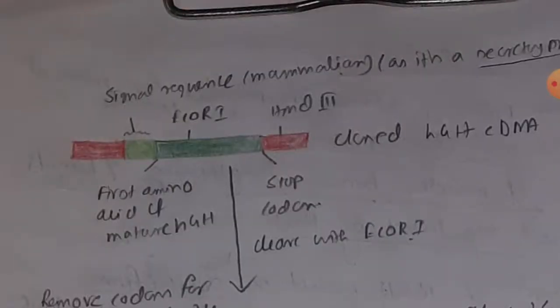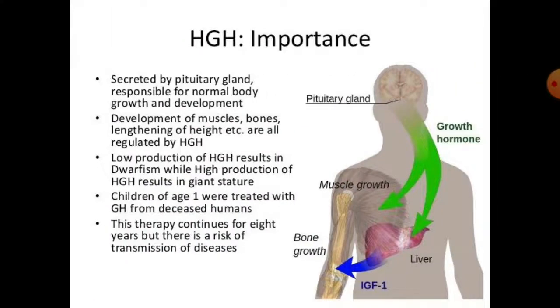Okay, so that was the concept of human growth hormone production with the help of recombinant DNA technology. I hope this video will be helpful to you to understand the concept of production of human growth hormone.